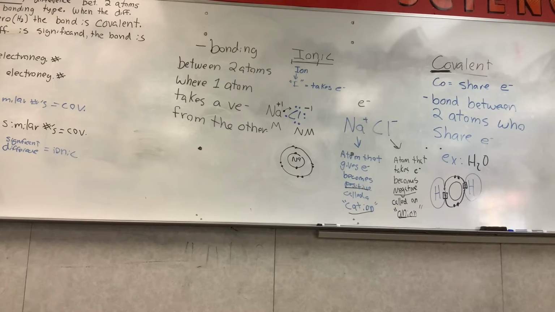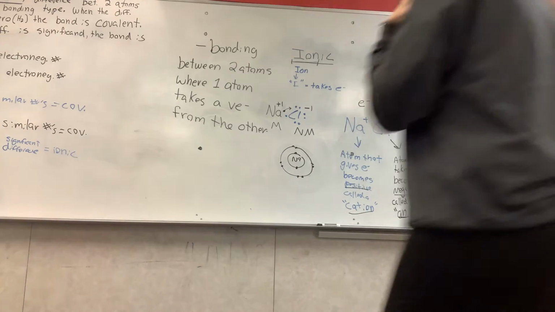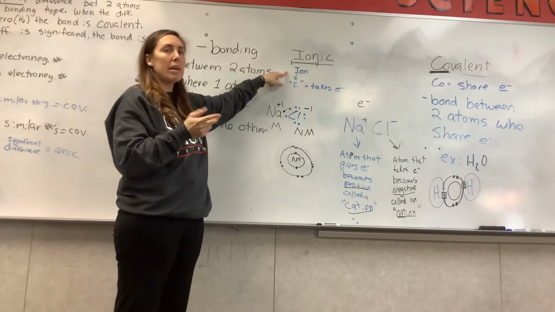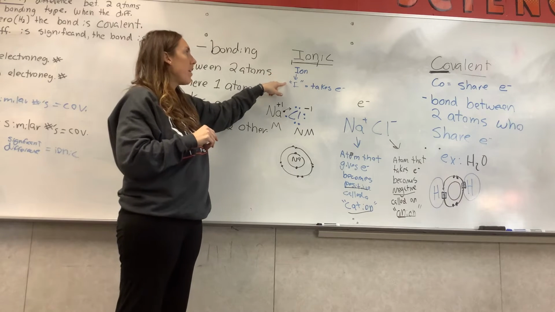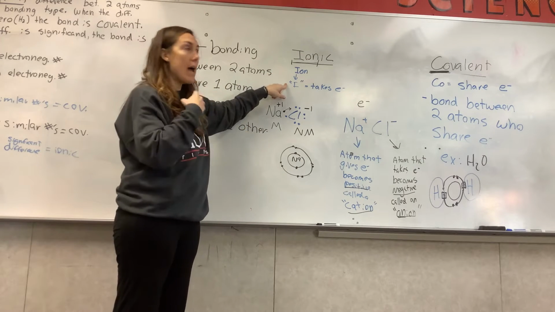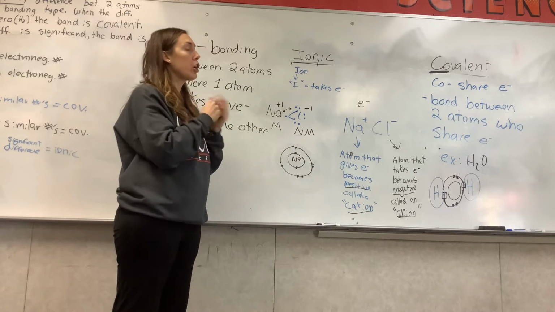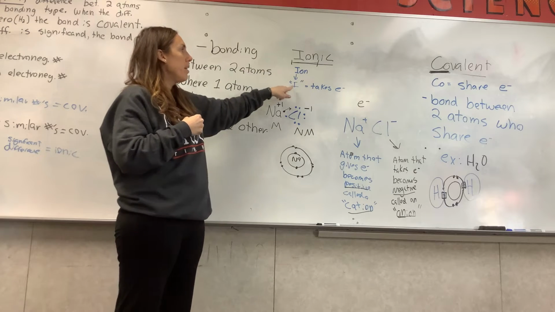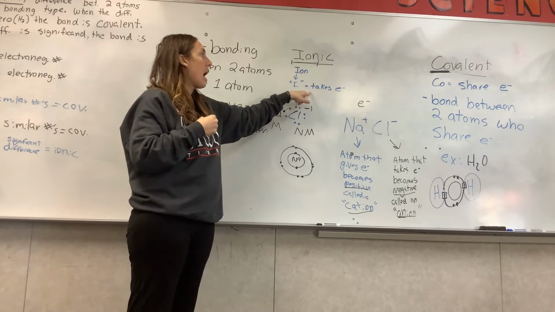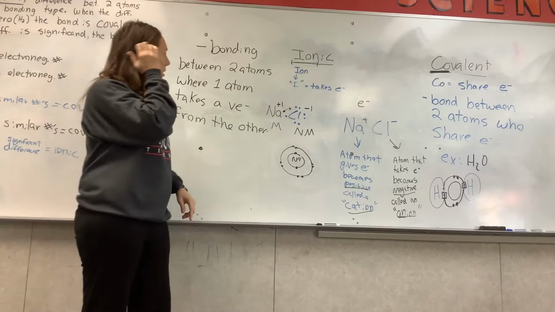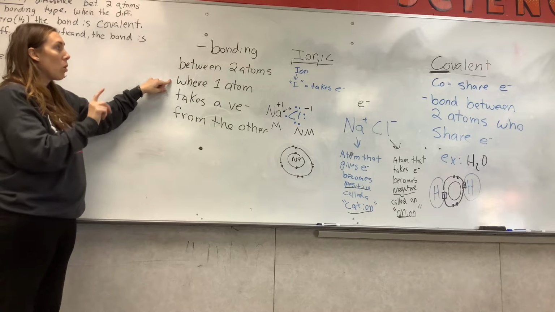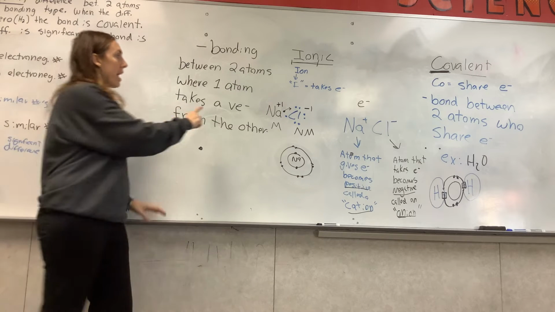Next one, ionic bonding. Ionic makes ions. You're like, I still don't know what an ion is. Think of I, me, I want. They take, okay? Co-shares, I take. So ionic is when electrons are taken. So I takes electrons. So the definition is bonding between 2 atoms where one atom takes a VE.